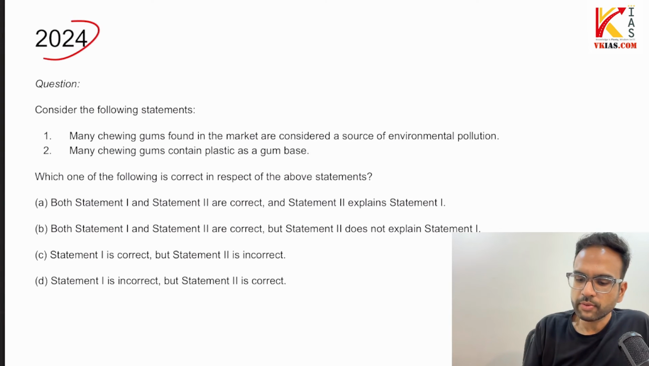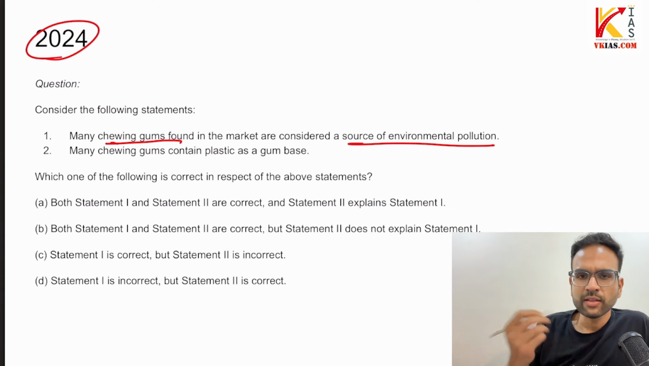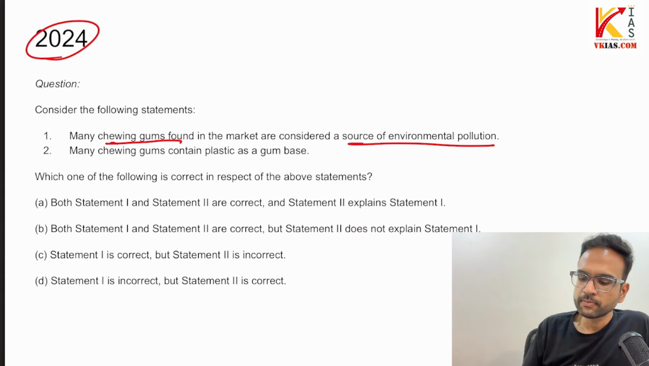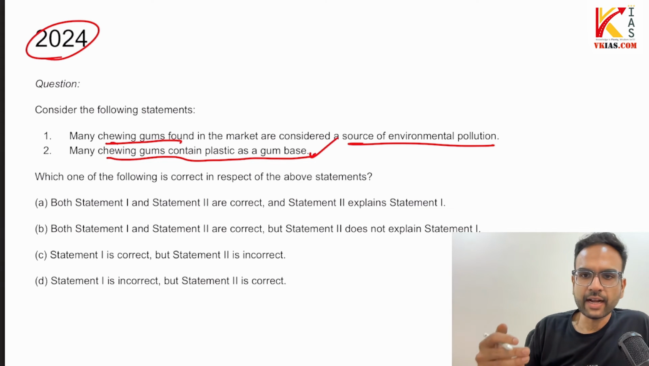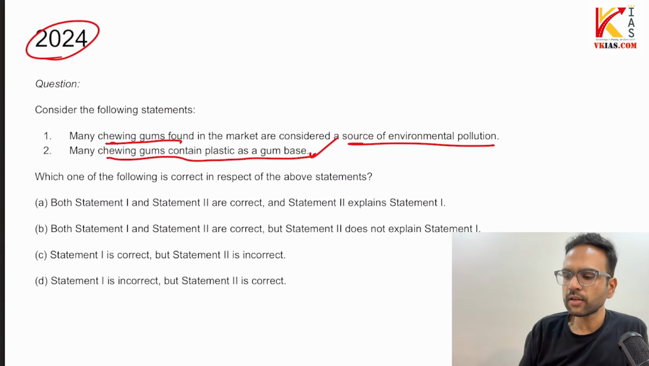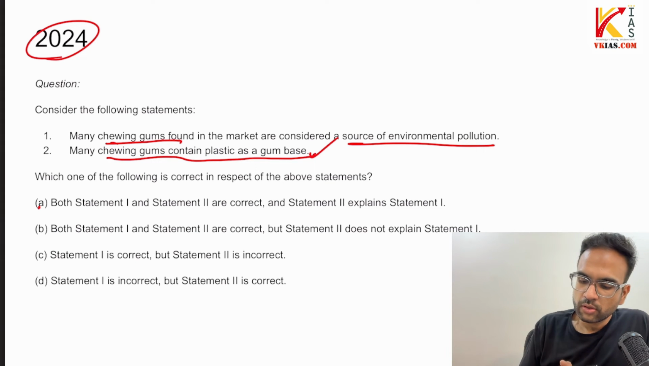Take a look at this question from 2024, where they said that many chewing gums found in the market are considered a source of environmental pollution. Let's say it's a possibility. Many chewing gums contain plastic as a gum base. Again, a possibility. Since the base is plastic, of course, it is a source of pollution. We have discussed that in the topic of microplastic pollution. So, both statements 1 and 2 are correct, and it explains it.